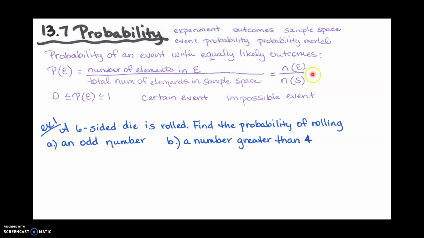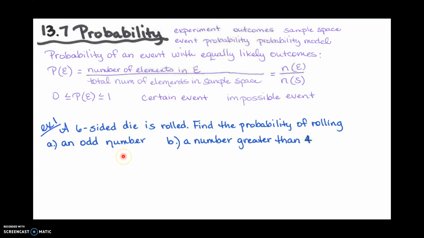So we could abbreviate that in this way. Probability is always going to be a number between 0 and 1. You can use a decimal or a fraction. When your probability is equal to 0, that would be like if it's raining outside and we say, what's the chance of it not raining today? That probability is 0. That's an impossible event. Your probability is 1 when it's a certain event. So if it's raining outside and we said, what's the chance of it raining today? Then that would be a certain event with a probability of 1.